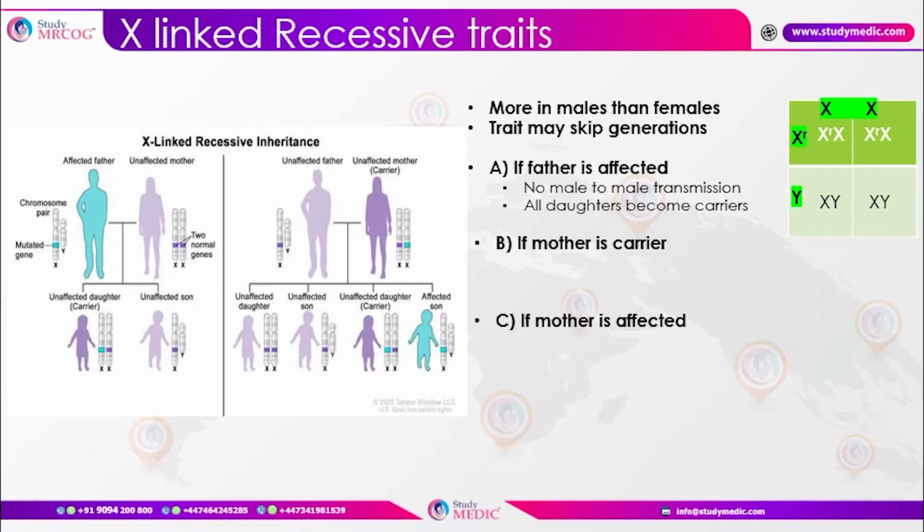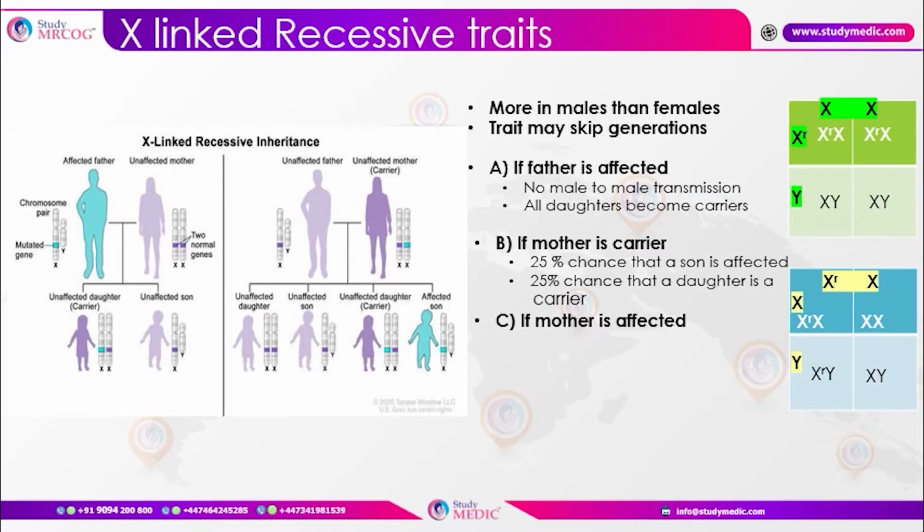So they might ask you that if the father is affected or if the mother is a carrier, then what is the percentage of offsprings that might be either affected or carrier or normal. So here we've drawn a Punnett square. If the father is affected, we can see that no male-to-male transmission occurs in these conditions and all daughters have become carriers because the only X that was there in the father has now come to the daughters.